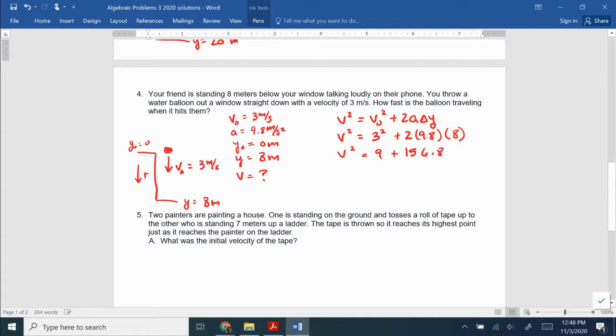Two times 9.8 times 8 is going to be 156.8. Plus 9, 165.8. So then square root, v is equal to the square root of 165, which is going to be 12.8, 12.9 meters per second once you've rounded. 12.9 meters per second.